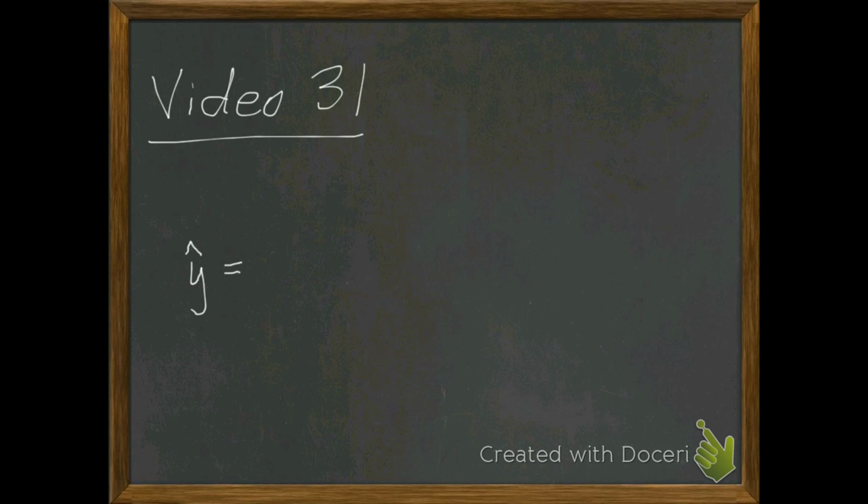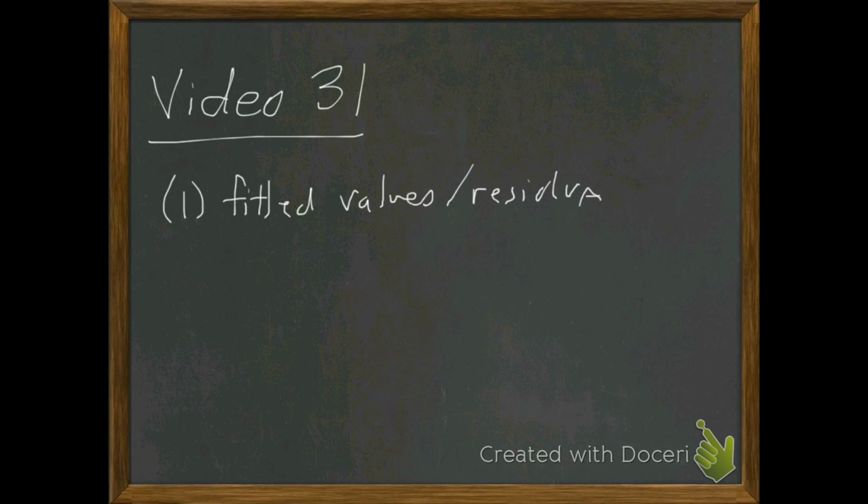Let me back up and tell you what we're going to do here. There's about 3 things on the agenda. The first thing I want to show you how to do is to address finding fitted values and the residuals using matrices. The second thing I want to do is introduce something called a hat matrix.